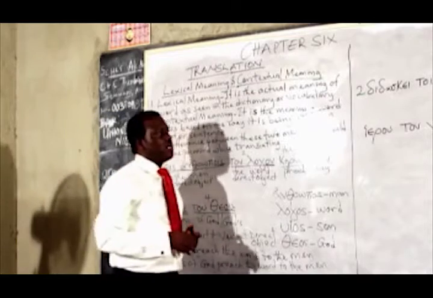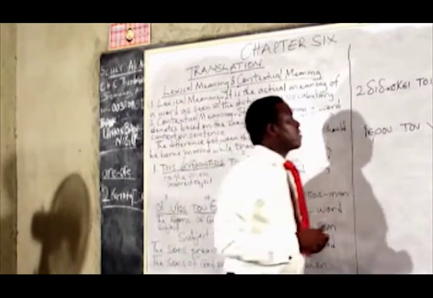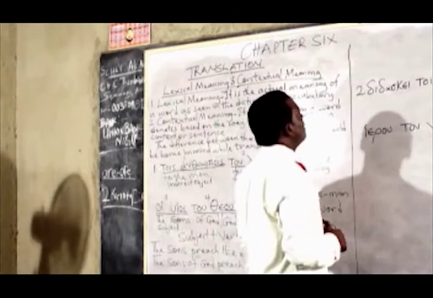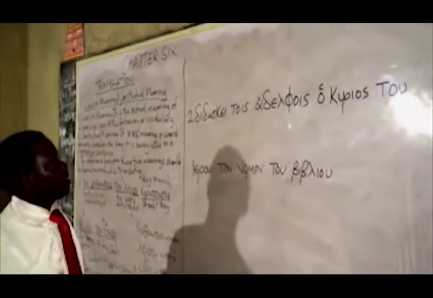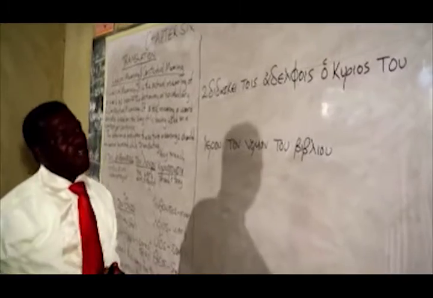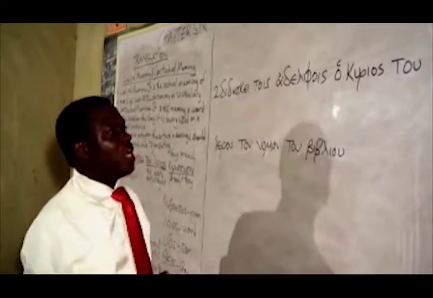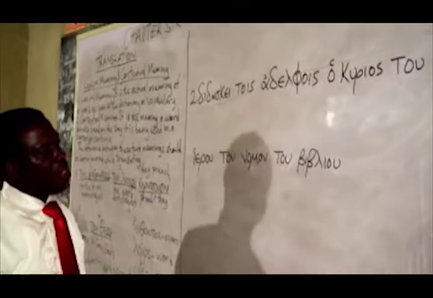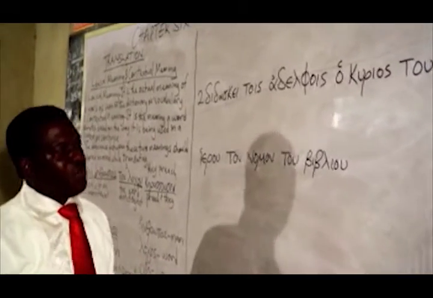We are going to the second sentence. The second sentence is: Edidaxate tous adelphous Paulou tou hierou ton nomon.